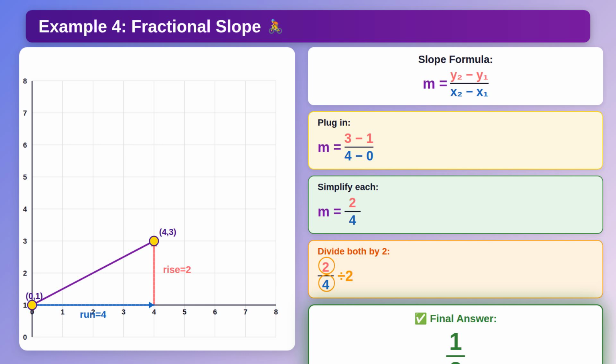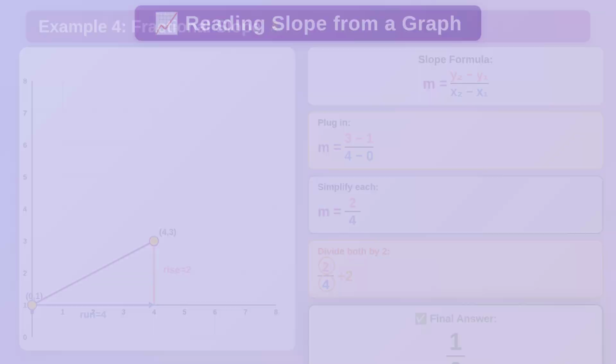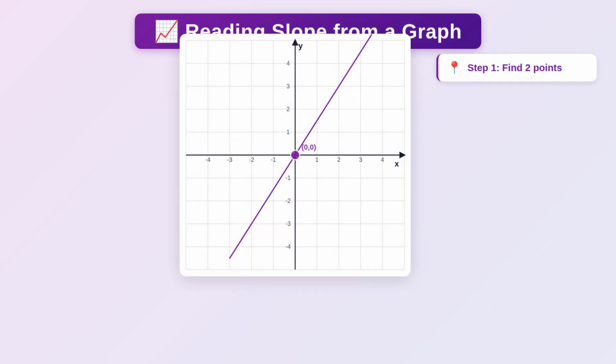Can we simplify? Yes. Both 2 and 4 are divisible by 2, so 2 over 4 simplifies to 1 over 2. The slope is 1/2. That means for every 2 steps right, the line goes up just 1 step. It's a gentle slope, kind of like that easy street Maya rides on the way home.